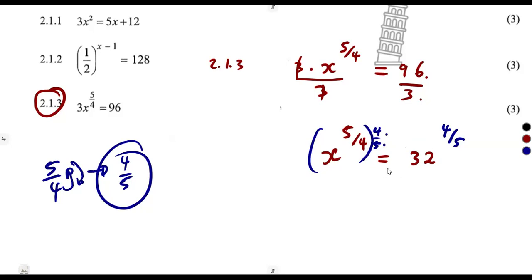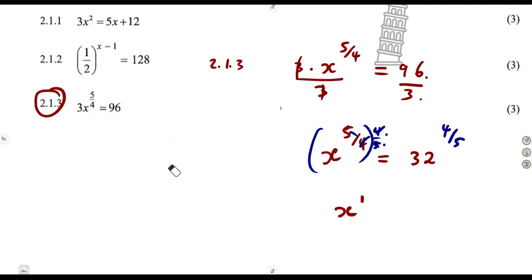Why do this? Because we understand that a number times its reciprocal gives us what? A 1. So this number here times its reciprocal will give us a 1. That's x to the exponent of 1.